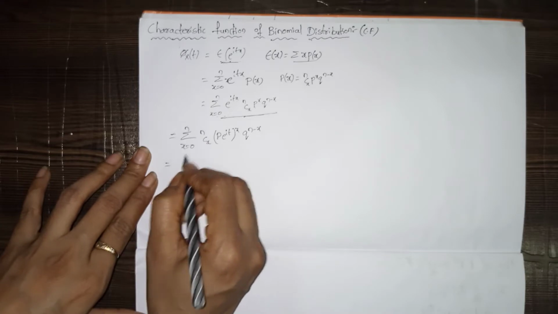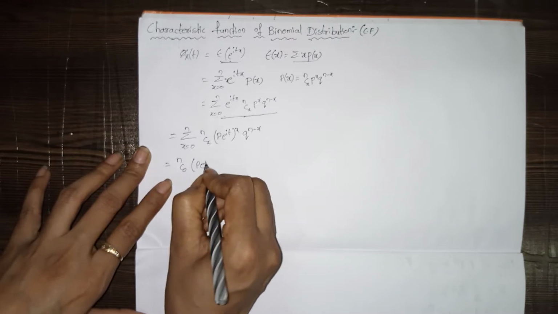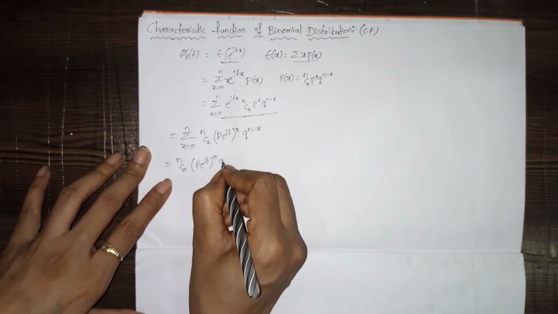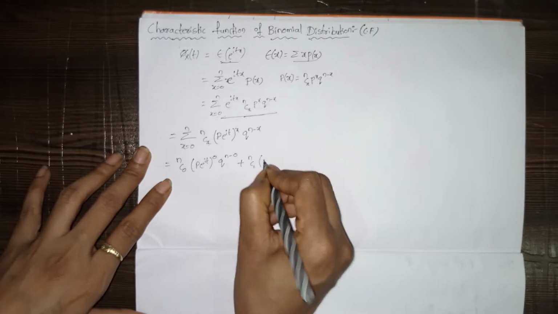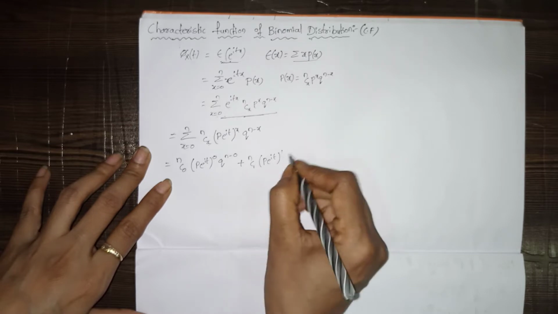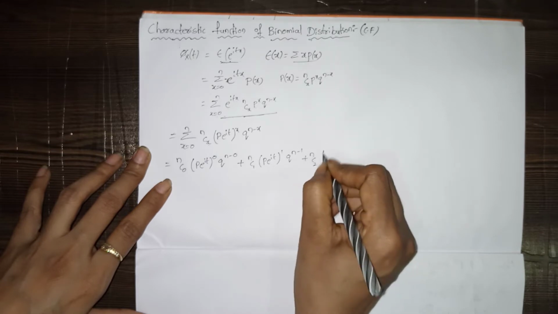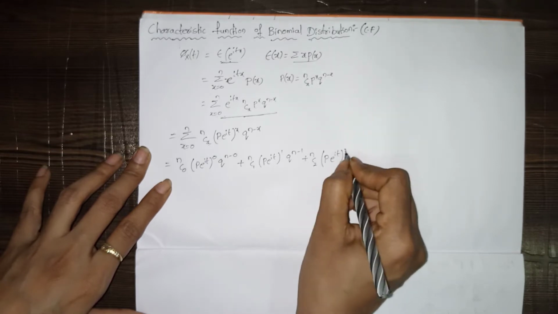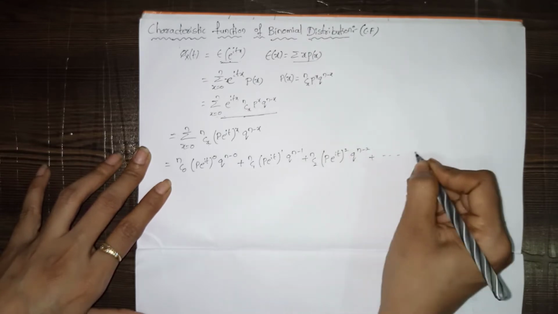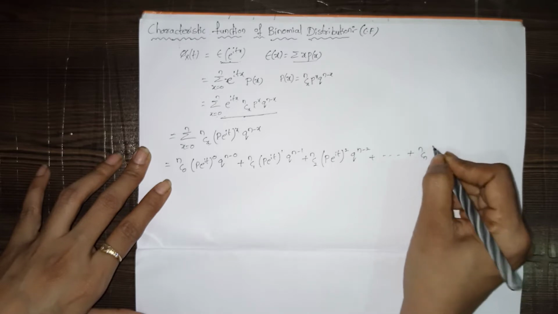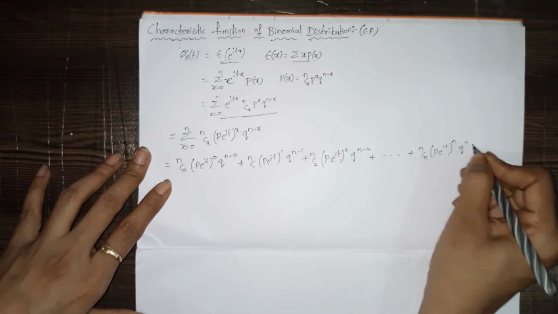That equals nc0 p into e power it whole power 0 into q power n minus 0, plus nc1 p into e power it whole power 1 into q power n minus 1, plus nc2 p into e power it whole square into q power n minus 2, plus and so on, plus ncn p into e power it whole power n, q power n minus n.